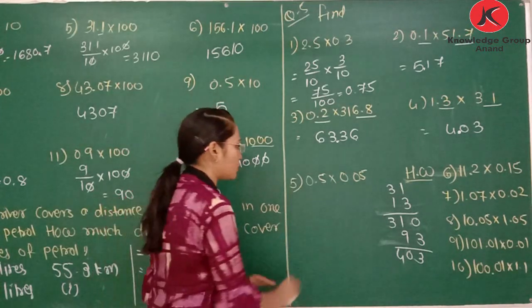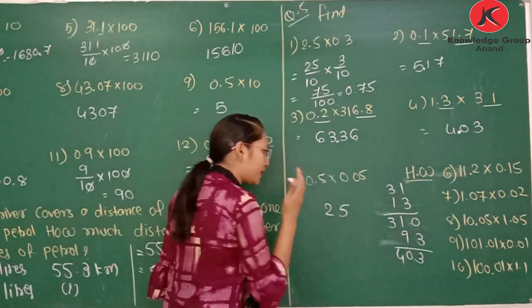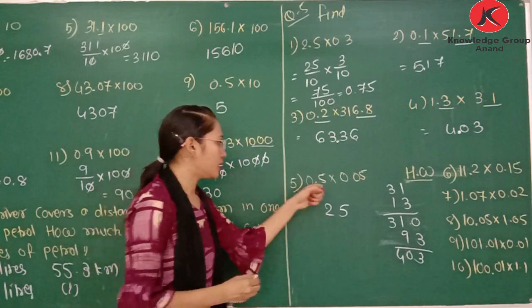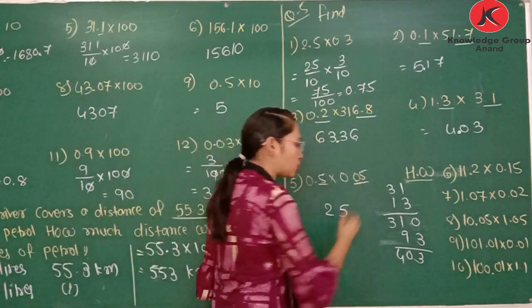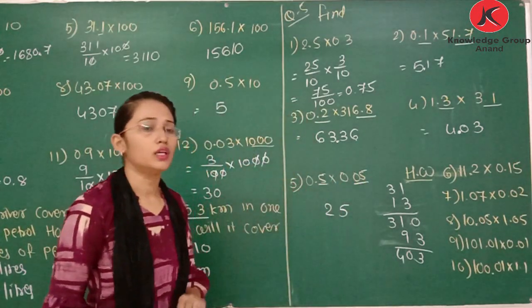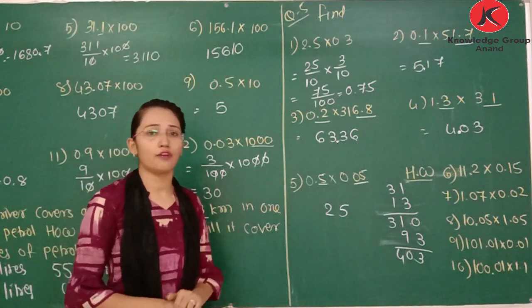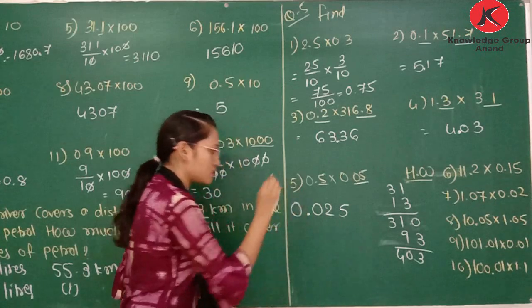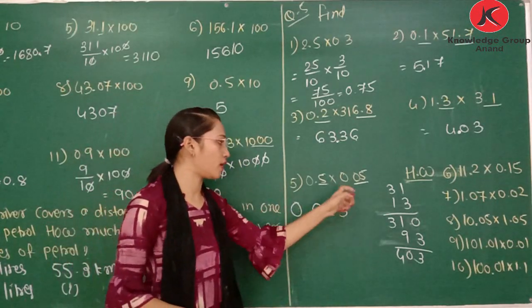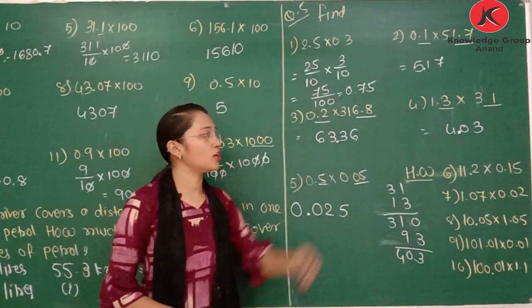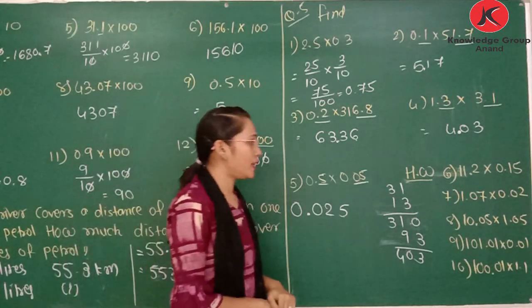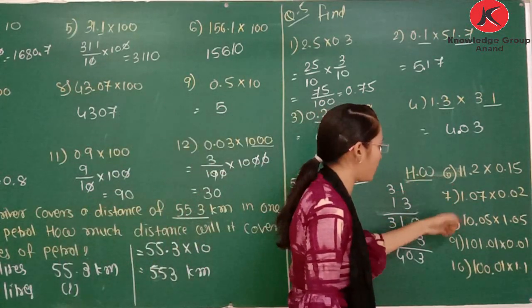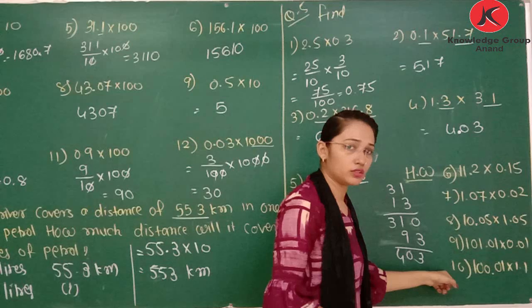Now 0.5 multiply 0.05. So 5 fives are 25. Normal number multiplication. Now here 1 digit and here 2 digits. So how many total? 3. Means there must be 3 digits after the decimal point. So 1, 2, 3 points and 0. So it is 0.025. If you do it with the first method, that also works. Remaining example questions 6, 7, 8, 9 and 10 will be in your homework.